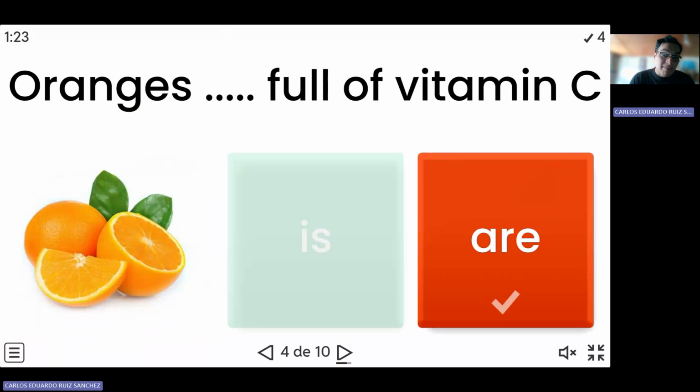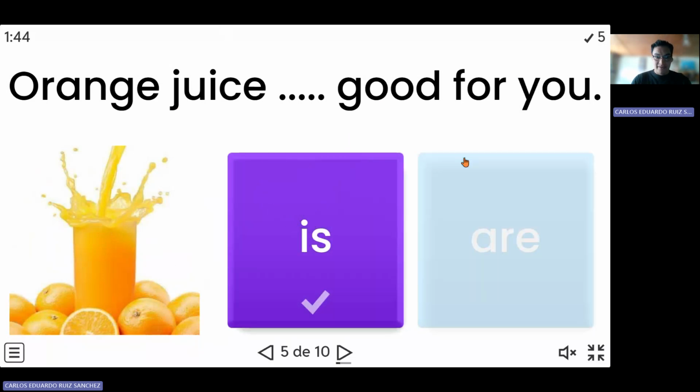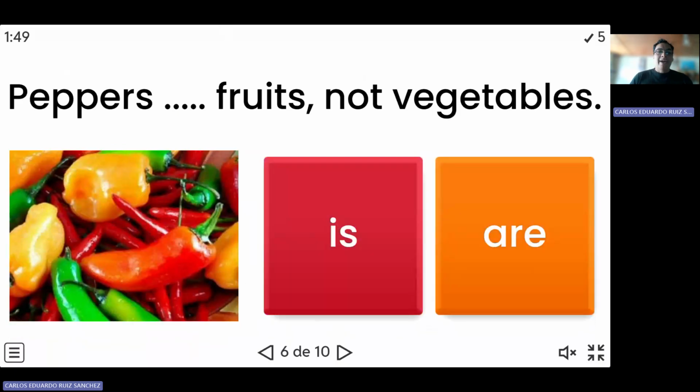This is not the same game that you will play in your class. This is an alternative game. Orange juice, good for you. What happened here? Can you count the orange juice, or the orange glass, or just the glass? Is. Okay? Be careful with what I am saying to you.